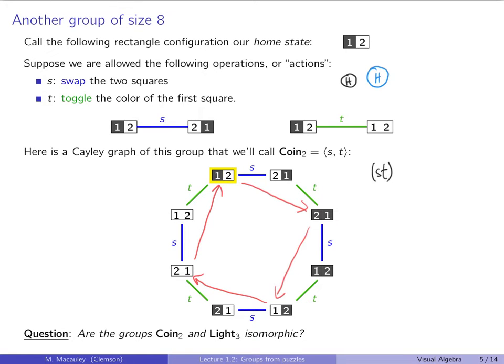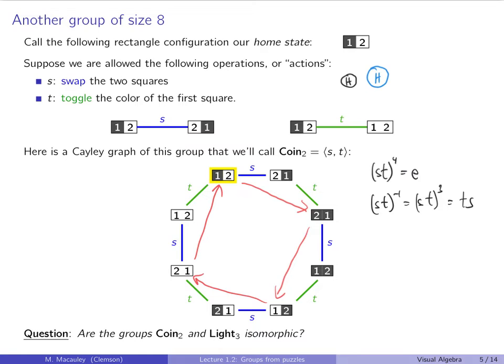And so this element raised to the 4th is the identity. I'll write that as 1. I'm going to write that as E because I have 1 used differently here. And also the inverse of this is going to be, well, it's ST cubed. But what is ST cubed? So this is blue, green, blue, green, blue, green. That's just TS. So that's equal to TS.